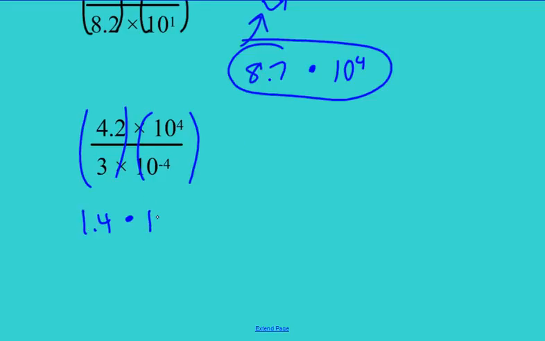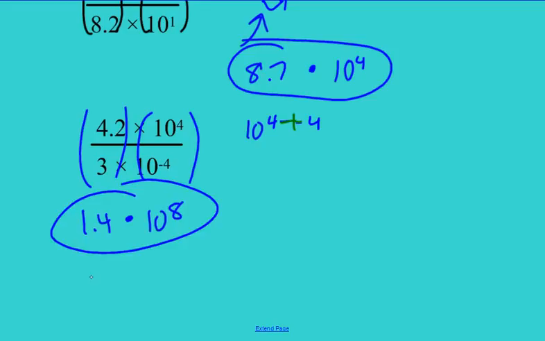times, keep the base of 10. Remember, do the top minus the bottom, so it'll be 10 to the 4 minus negative 4. And when you have minus a negative, that becomes a plus. So 4 plus 4 would be the exponent of 8. And this works because this number is between 1 and 10, so we don't have to change it at all. So that's how you do dividing of scientific notation. You really just divide the constants and then divide the powers of 10, the exponents. Same thing with multiplying. You multiply the constants and you multiply the powers of 10.